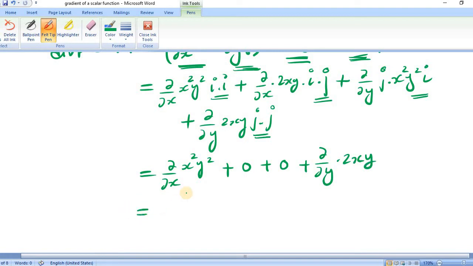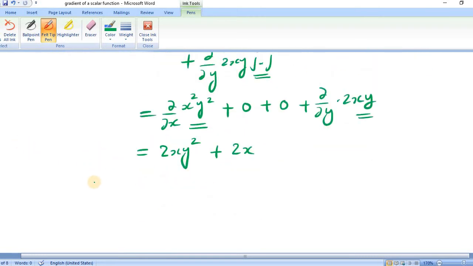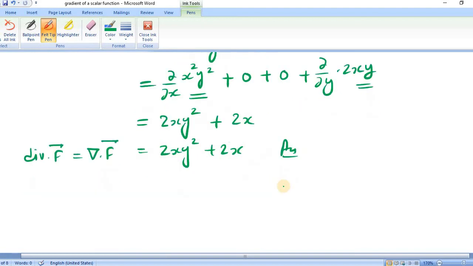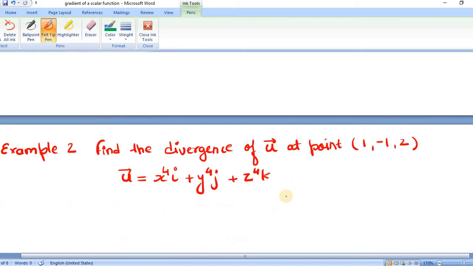Now we need to perform partial differentiation. We need to differentiate this with respect to x partially, which will be 2xy square, plus we need to differentiate this partially with respect to y, so this will be 2x. So here we have got the answer. The divergence of f, or we can say del dot f, comes to be 2xy square plus 2x. This is our answer. Let us see one more example, which is for the three-dimensional system.